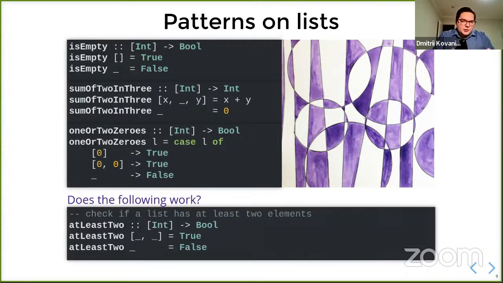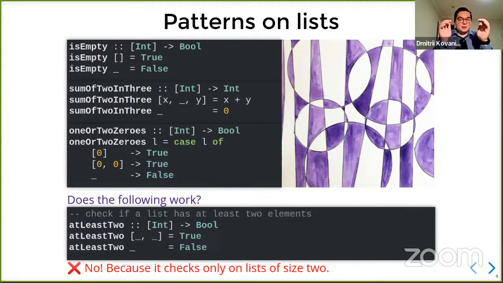But let's look at a more interesting example. Now, I want to write a function that returns True if the list contains at least 2 elements. So 2 elements, 3 elements, 4 elements, 5, and so on. My first attempt is to write it like this, putting 2 underscores between the square brackets, because I don't care about the values themselves. I just care about the size of the list. Does this function actually work? Does it return True if the list has at least 2 elements? The answer is no. This function returns True if the list has exactly 2 elements. So this pattern with square brackets is for lists of exactly this size.